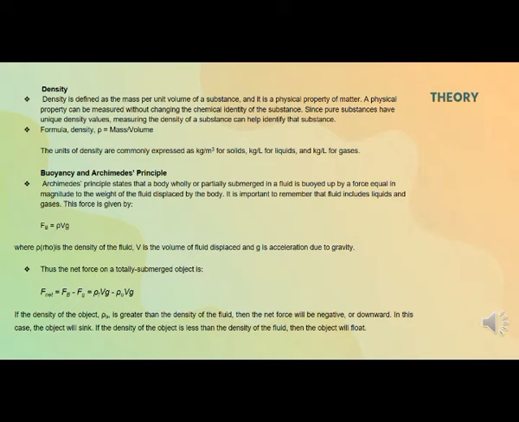Next is the theory. Density is a physical property that can be measured without changing the chemical identity of the substance. Since pure substances have unique density values, measuring the density of a substance can help identify that substance. The formula of density is mass per volume, and the units are commonly expressed as kg per cubic meter for solids and kg per liter for liquids and gases.